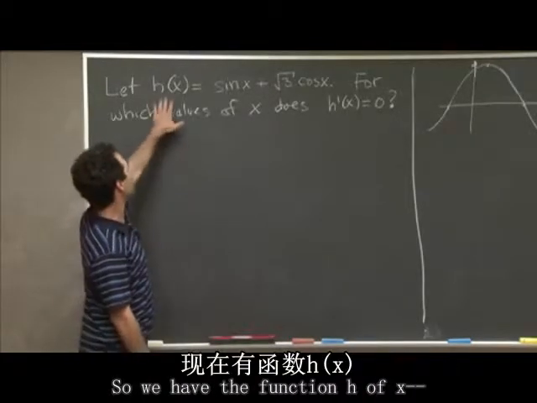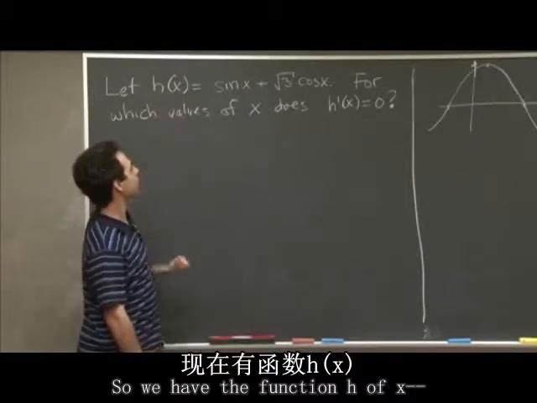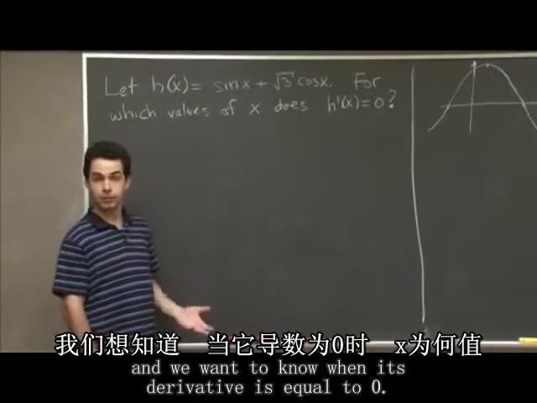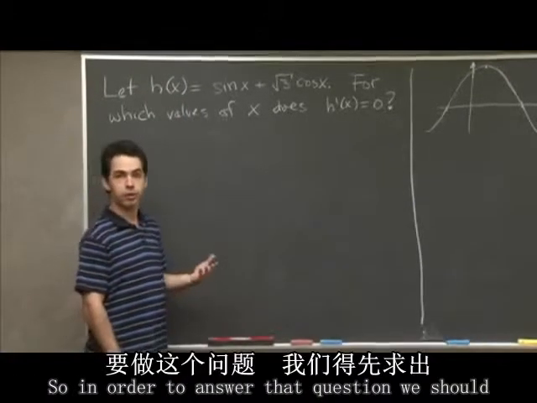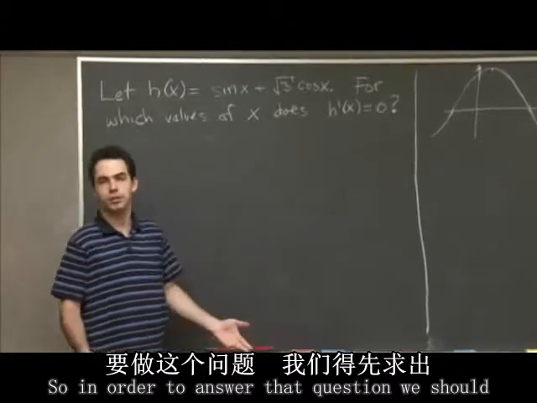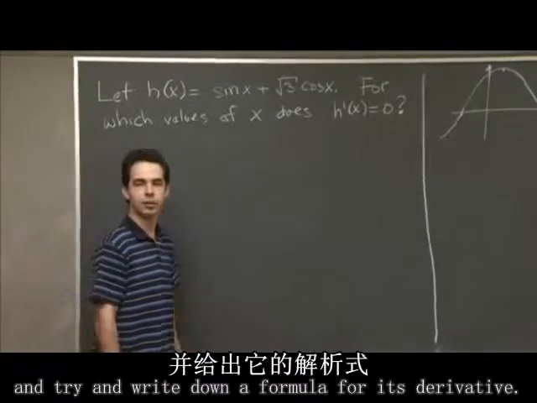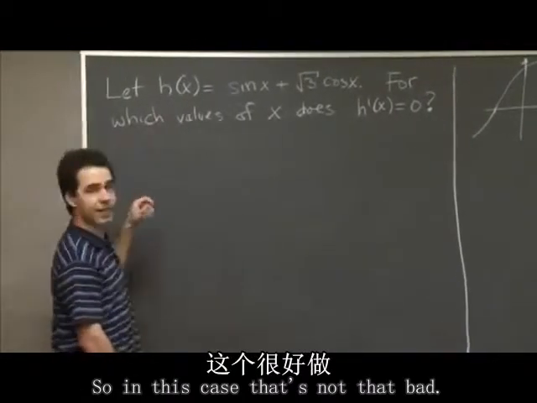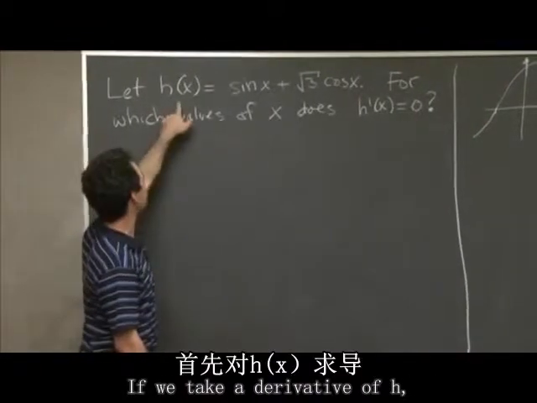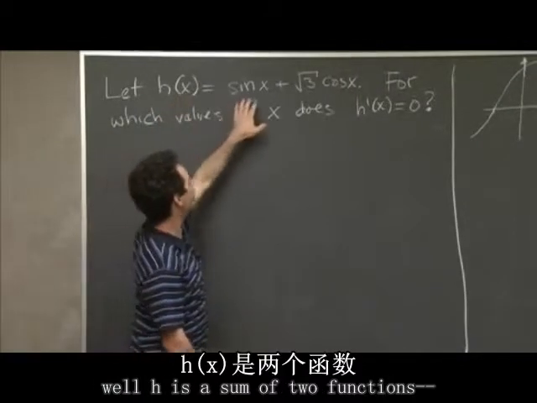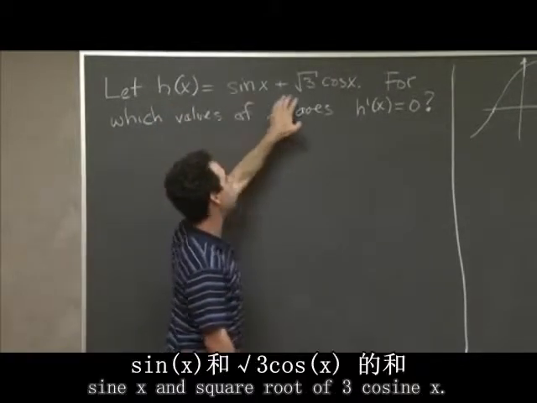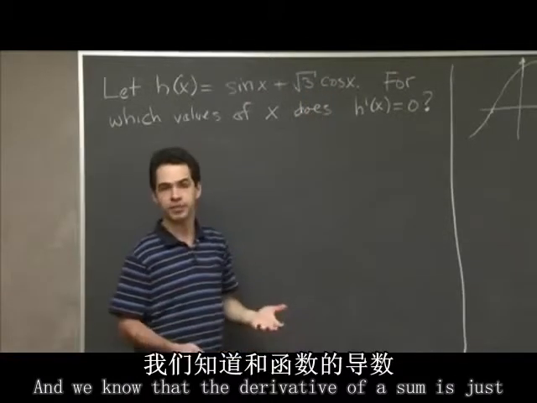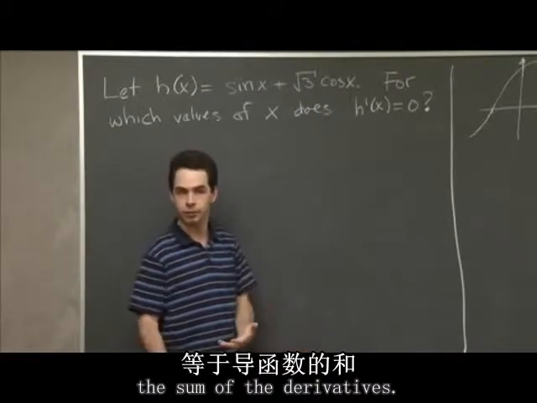So we have the function h of x. It's equal to sine x plus square root of 3 cosine x. And we want to know when its derivative is equal to 0. So in order to answer that question, we should figure out what its derivative actually is and write down a formula for it. In this case, that's not that bad. h is a sum of two functions, sine x and square root of 3 cosine x, and we know that the derivative of a sum is just the sum of the derivatives.